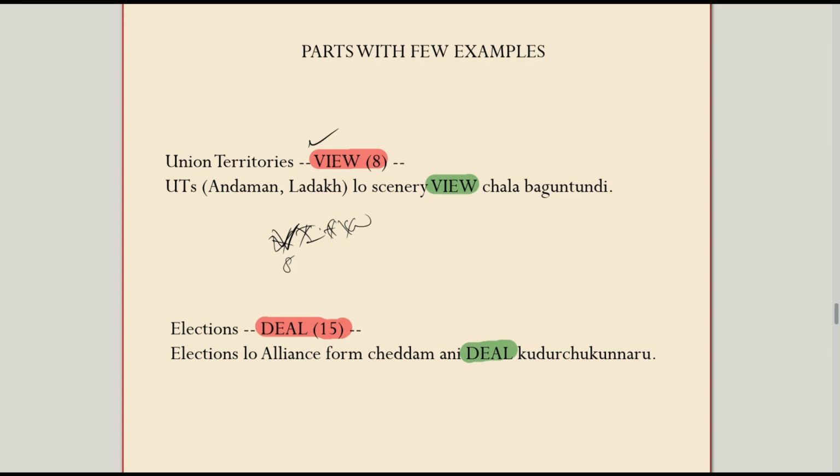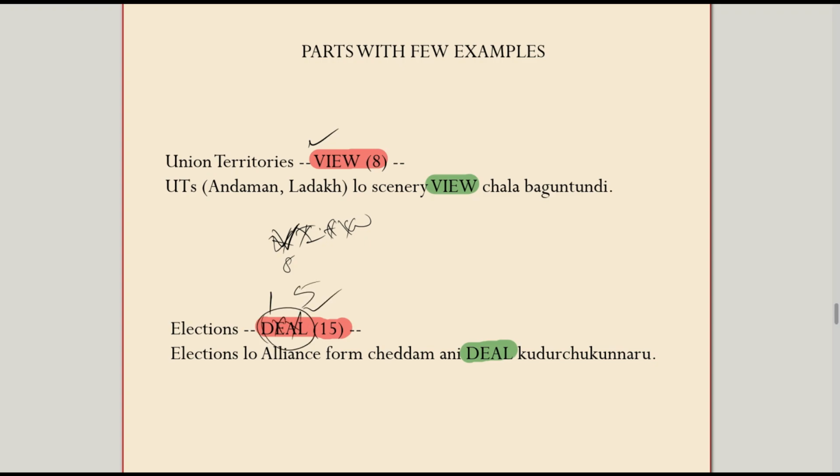In elections, alliances are formed. So they made a deal to form alliance during the elections. Okay, that is the sentence. So they made a deal to form alliance during the election. So deal is the keyword here.